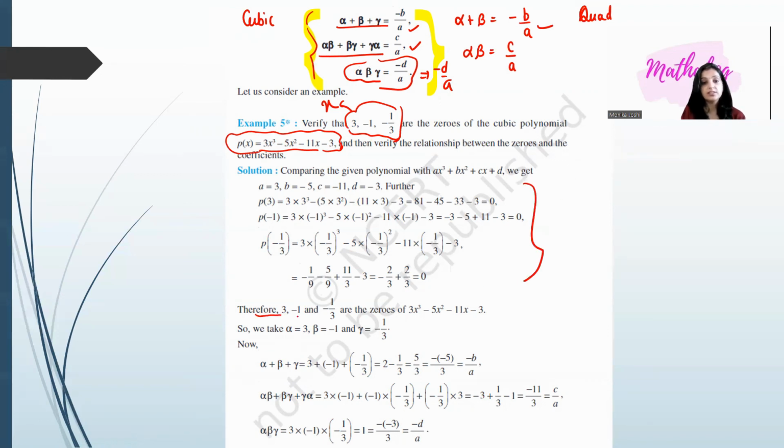You can see this is the result. 3, minus 1 and minus 3 are the zeros. It's confirmed now. These are the zeros. Now we will verify the relationship with the help of this formula. Okay, so find the left hand side value and right hand side value, and then compare.